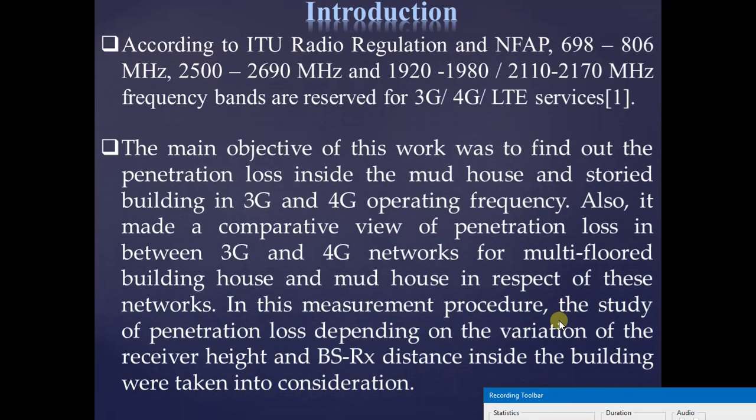So in our introduction, we have discussed the frequency in the 3G, 4G and LTE service. Here it is shown. The main objective of our work was to find out the penetration loss inside the mud house and storied building in 3G and 4G operating frequency. We have also made a comparative view of penetration loss between 3G and 4G network of the multi-floor building house and mud house. In this measurement procedure, the study of penetration loss depending on the variation of the receiver height and base station to receiver distance inside the building were taken into consideration.